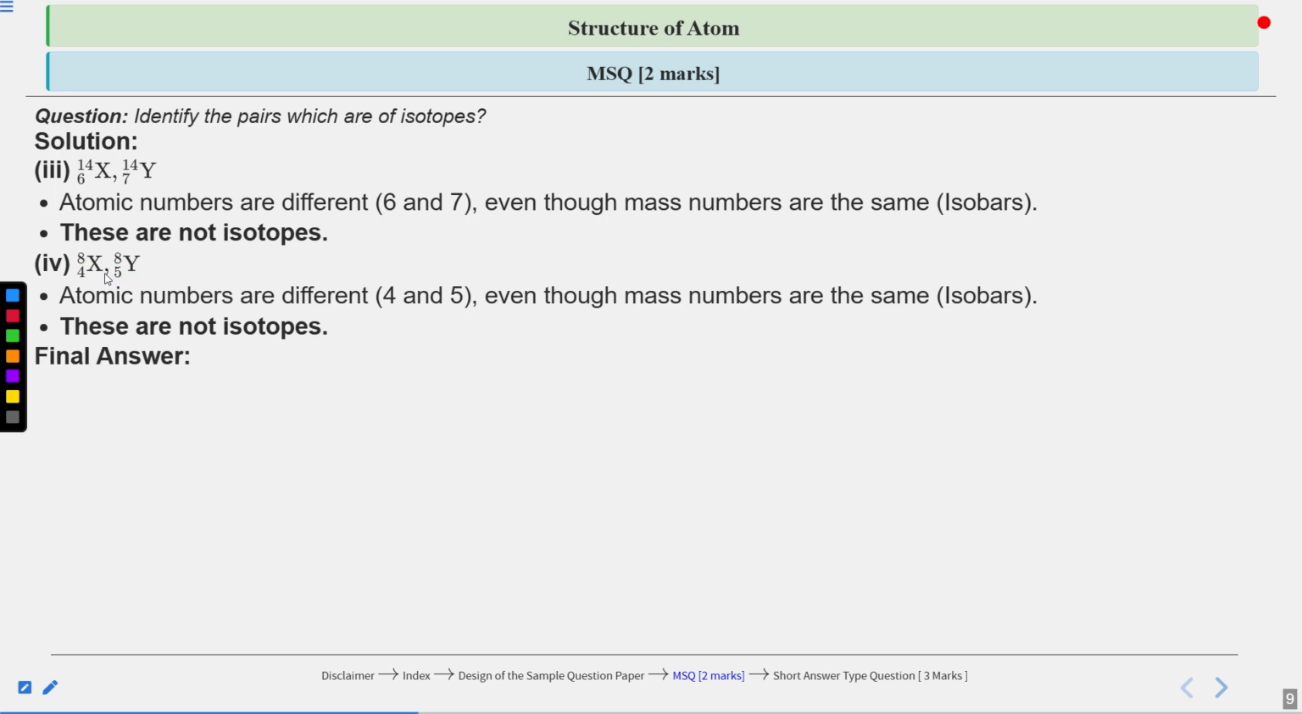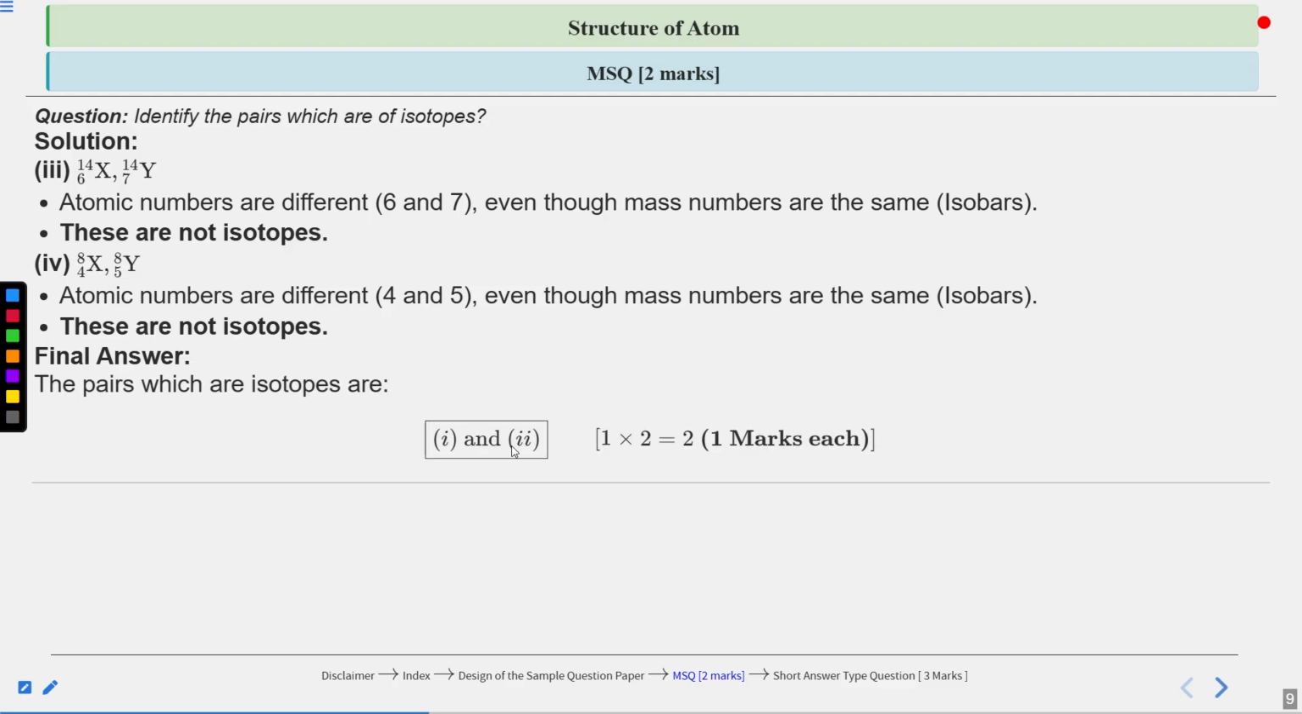Now, what is the final answer? If 1 and 2 are correct, then we can write the correct pair of isotopes is 1 and 2. Now you will get the answer in MSQ only if you write both of the correct options, and you don't need to give this much explanation, you only need to write the final answer, and that will give you 2 marks. You have to write just this. So since I have written here 1 and 2, that will give you 2 marks.